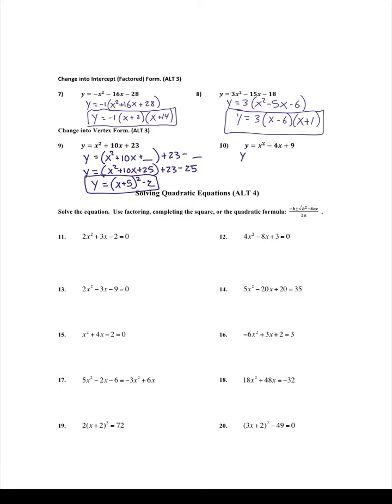We're going to do the same thing now for number 10. X squared minus 4x goes in parentheses. We're going to put the 9 out there. We're going to leave a placeholder for the part that we're adding and then the placeholder for the subtracting on the outside. We're going to divide negative 4 by 2, which is negative 2. Negative 2 squared is 4. We're going to add that there, and we're going to subtract it outside now to keep it balanced. Factor that out, and we get y equals x minus 2 parentheses squared plus 5.